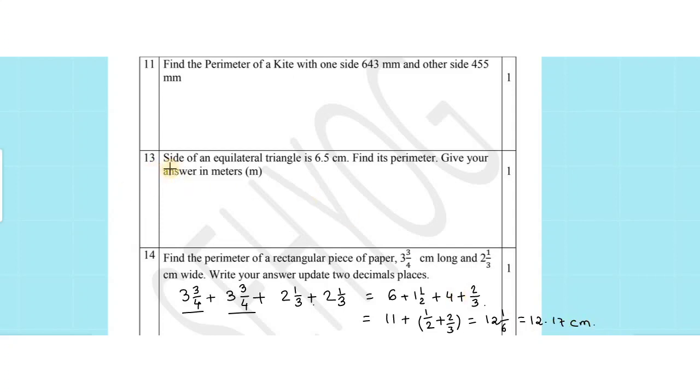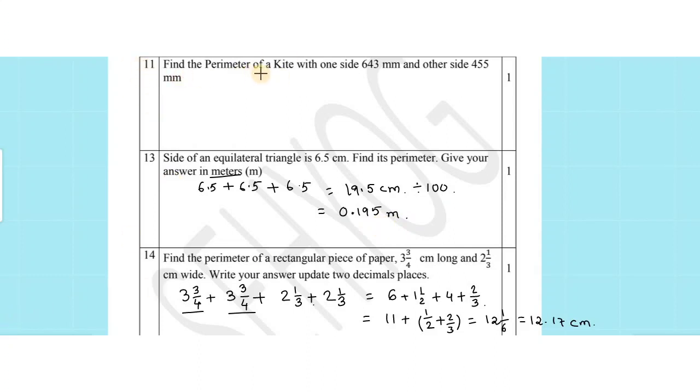In question number 13, the side of a triangle is 6.5 centimeters. Since it is an equilateral triangle, all the sides are equal, so 6.5 times 3 is the perimeter. So our answer is 19.5 centimeters. Now when we convert it to meters, we divide the centimeters by 100, that gives us 0.195 meters.